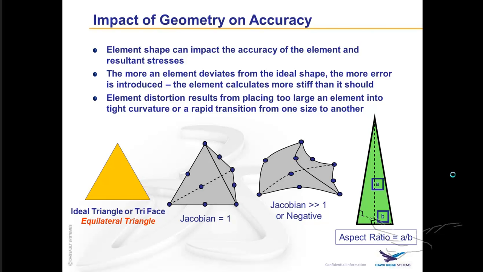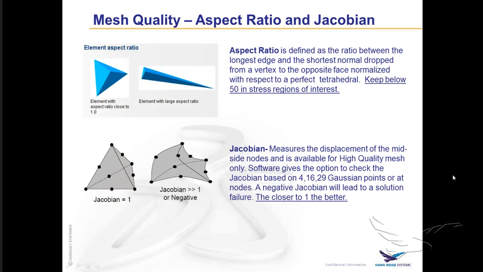And there are some general guidelines when it comes to aspect ratio and Jacobian. And these are the mesh quality plots that we can use to interrogate the quality of our mesh. Basically, the aspect ratio is the ratio between the longest edge and the shortest normal. And we want to try and keep that aspect ratio value under 50 anywhere stresses are of interest. The Jacobian doesn't have a set value. The way that the Jacobian works is that the closer the value is to 1, the better. It should not be negative.